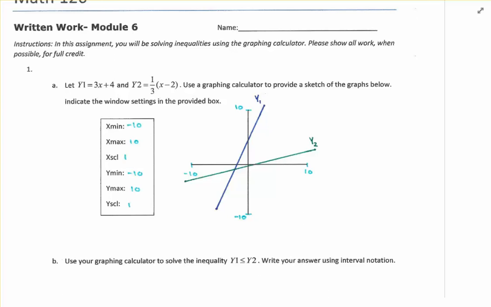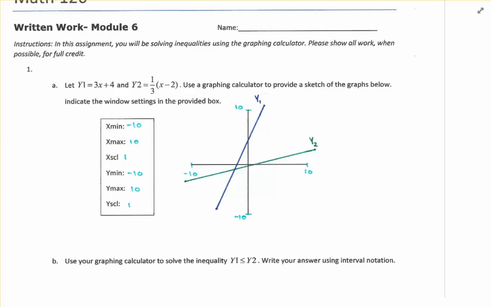So in problem 1, part A, it says let y1 equals 3x plus 4. And as you can see, I already have this sketched out. I typed these equations into my graphing calculator and just sketched out what I saw. And you can also see that I'm using the standard viewing window settings. So y1 is this dark blue line. y2, which is the equation y2 equals 1/3 quantity x minus 2, is the green graph.